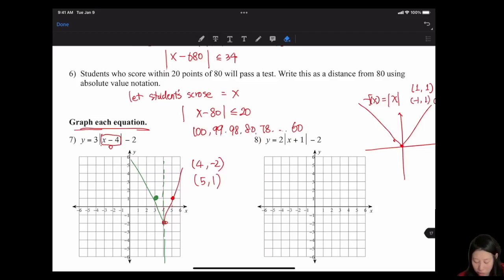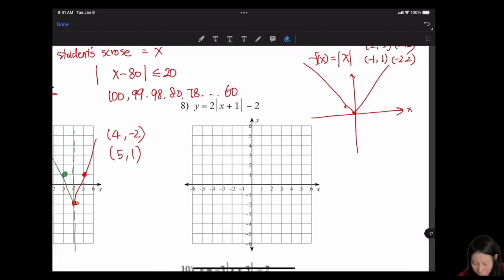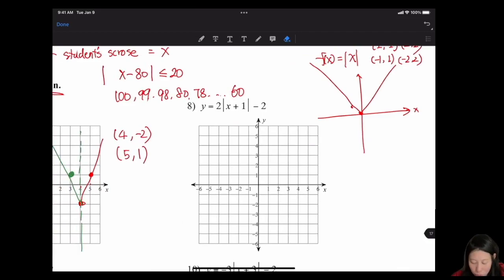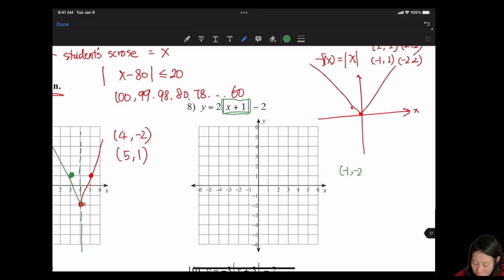Okay, second one. Again, let's find the central line. x plus 1, how can this equal 0? When x equals negative 1, right? When x equals negative 1, y equals what? 2 times 0 equals 0, minus 2, negative 2. We have (negative 1, negative 2). Okay, now we need to find another point.